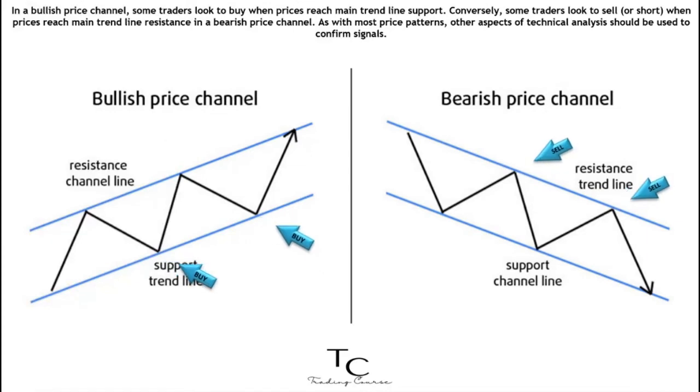In a bullish price channel, some traders look to buy when prices reach main trend line support. Conversely, some traders look to sell, or short, when prices reach main trend line resistance in a bearish price channel. As with most price patterns, other aspects of technical analysis should be used to confirm signals.